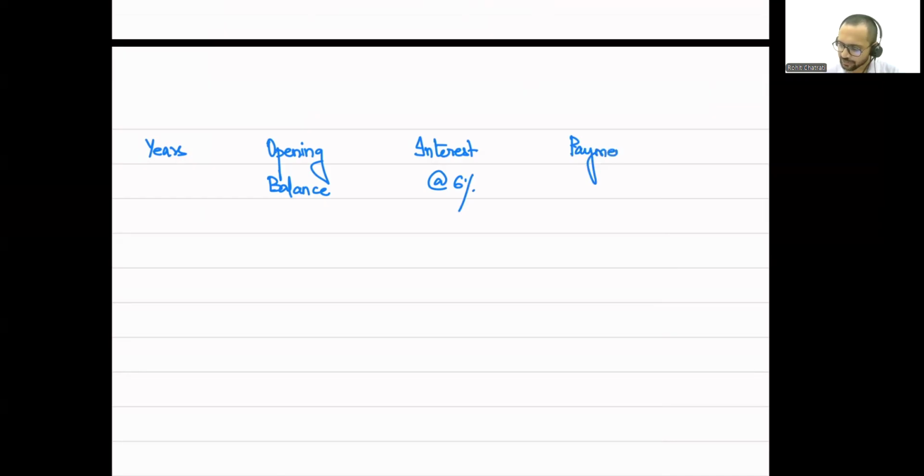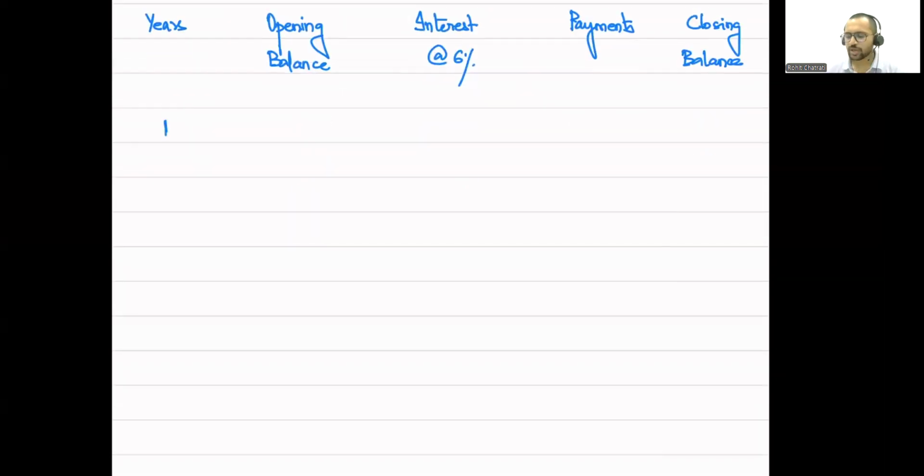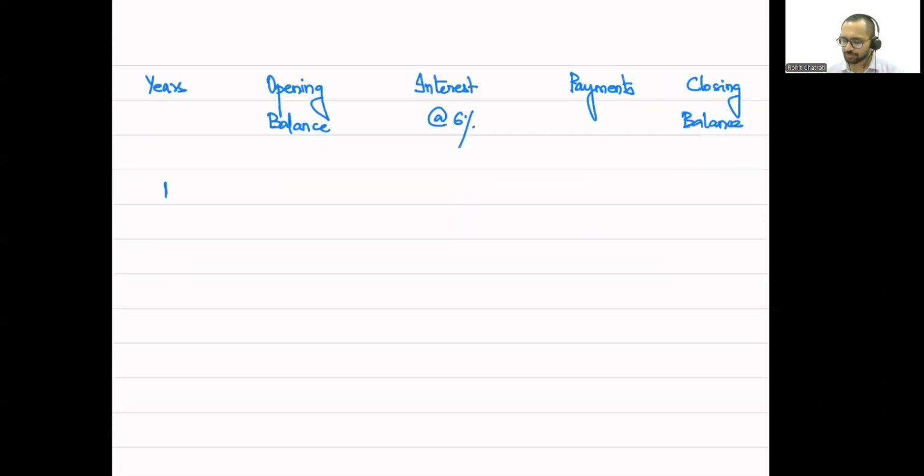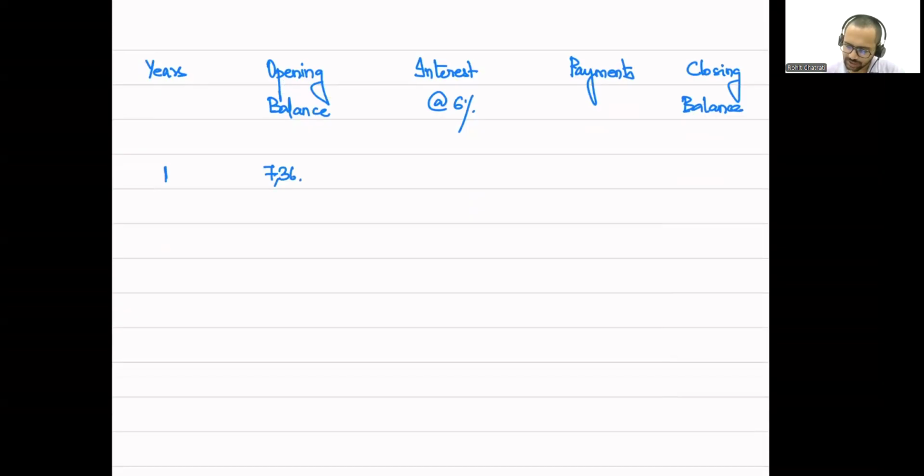For this, we will be preparing the lease liability schedule. We have years. We then have opening balance. We have interest at the rate of 6%, the payments, and then we finally have closing balance. Now for year one, we are going to have the opening balance equal to 7,36,001 rupees. Whatever was the lease liability that we initially recorded will become the opening balance, which is 7,36,001 rupees. Now we are going to calculate interest at 6%.